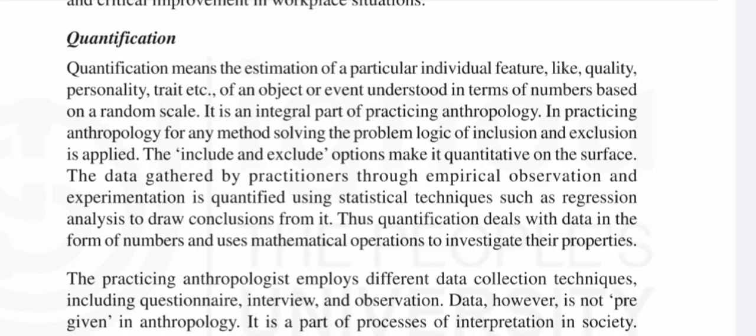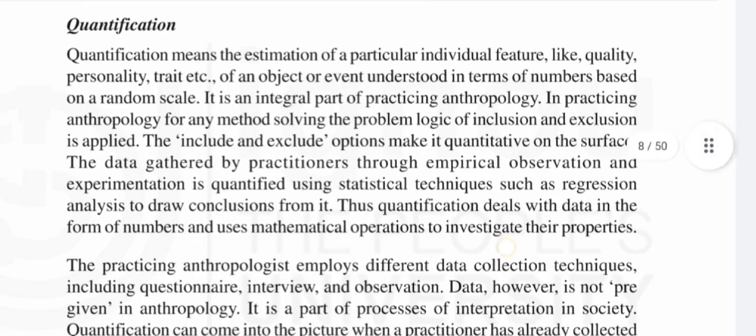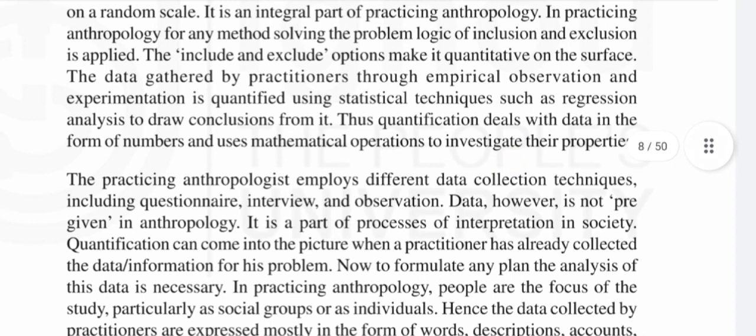their properties. The practicing anthropologist employs different data collection techniques, including questionnaire, interview, and observation. Data, however, is not pre-given in anthropology. It is a part of the process of interpretation in society. Quantification can come into the picture when a practitioner has already collected the data or information for his problem. Now, to formulate any plan, the analysis of this data is necessary.